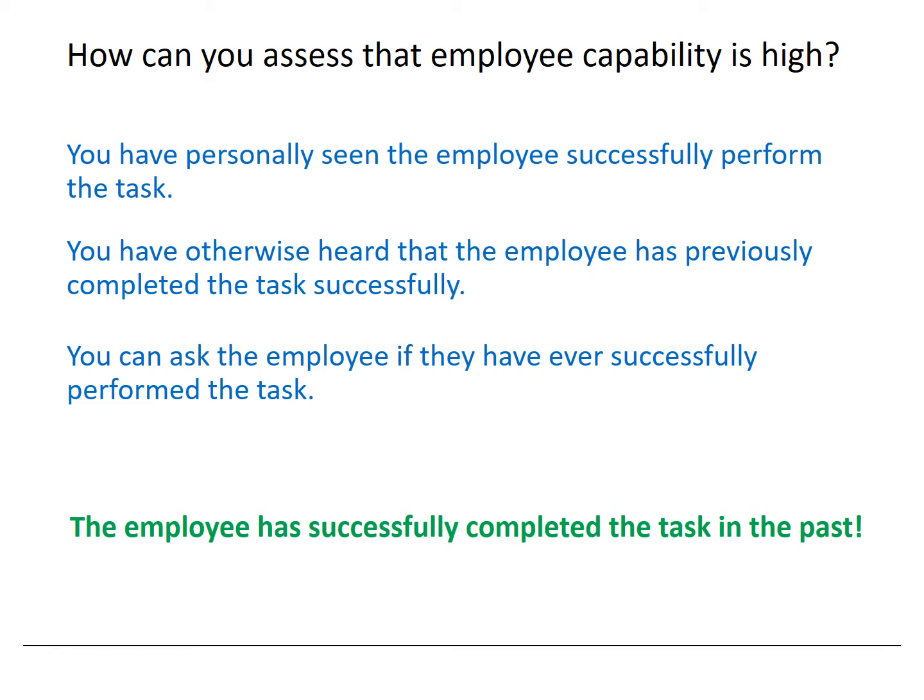The constant is the employee has successfully completed the task in the past. It's an important distinction. If they have never done the task or they have done it and failed, you can't assume their capability is high. If you cannot assume their capability is high, then the situation is not the top left quadrant of the management situation grid. And that means that delegate is not the appropriate management behavior. More on that in Module 3 when we talk about train, but understand that this is not a small point.